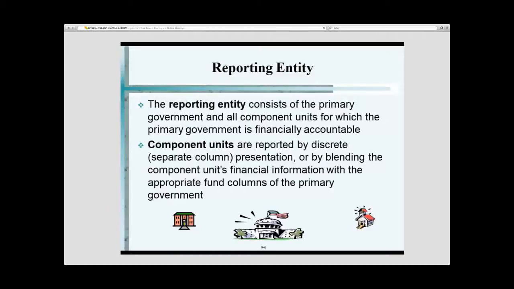is the component unit itself, or the reporting unit entity itself. So when you open up the statement of net position, okay, actually, let's see if we can look at one of them.